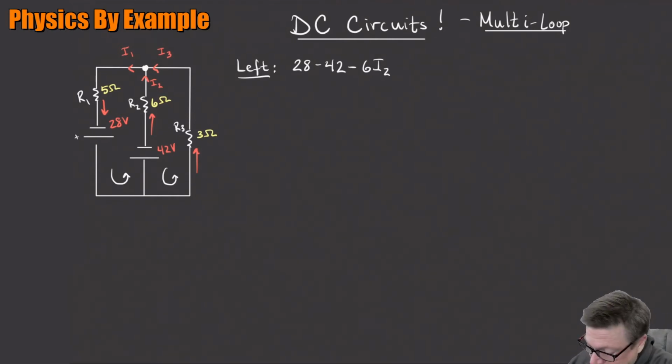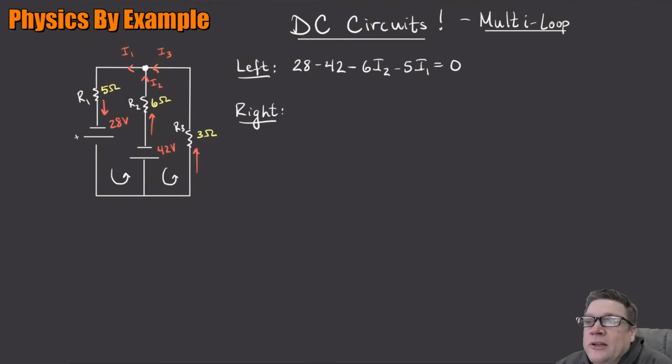All right, and then as I continue to go around this loop, I go across R1 in the direction that the current is going through R1, so it's going to be a minus 5 I1, and all of these together have to be 0. Okay, so there's my first equation. How about what's next?